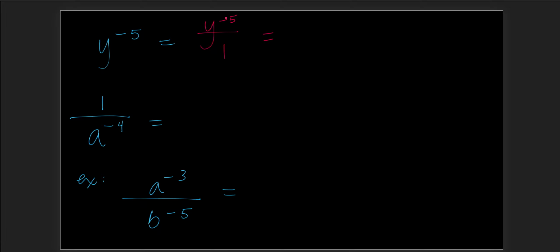And so this is saying I want to go downstairs. I want to take this whole term downstairs. That becomes y to the fifth. And there's 1 left on top. So that's it.